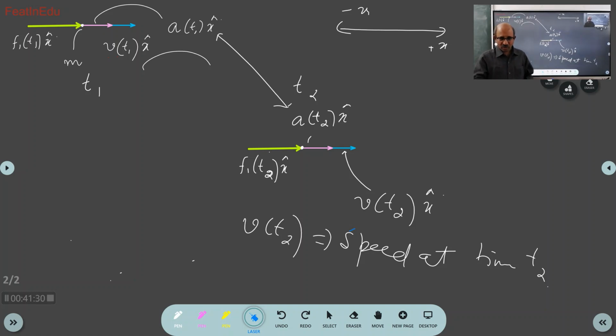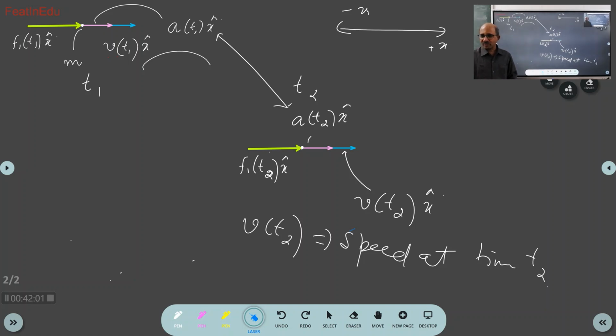When you saw the speedometer, at time t2, at that time, what is the speed? Vt2. Correct? Vt2 means speed at time t2. And it was in the x direction. Now you said that under this circumstance, the speed of the particle will be more at time t2 than t1. How will you write it mathematically?